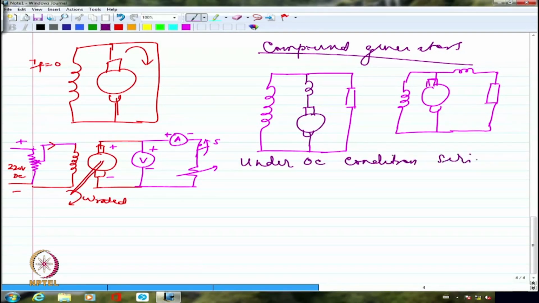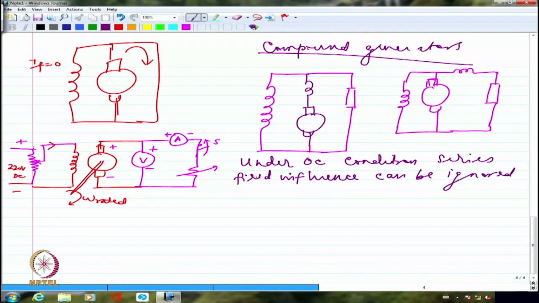So under open circuit condition, in general, series field influence can be ignored. I don't have to really look at the series field influence at all, because I'm not going to have any perceptible current through the series field. It is going to be really, really small in long shunt. In short shunt anyway, it is going to be 0.